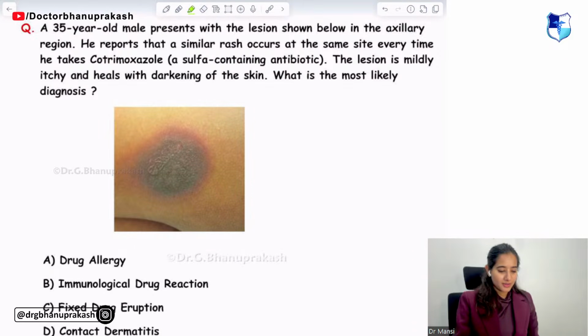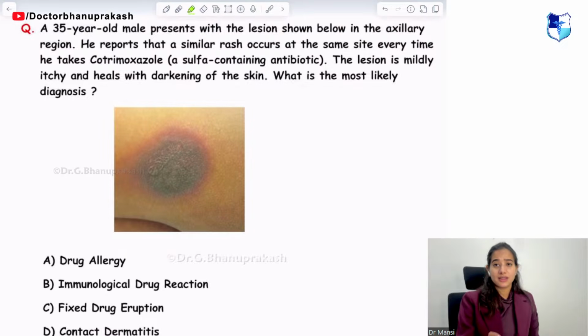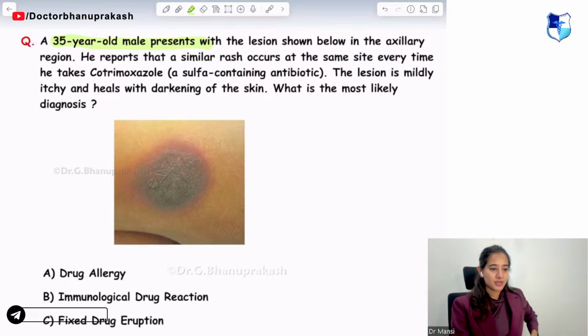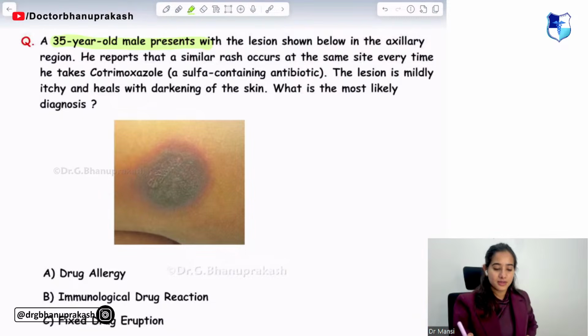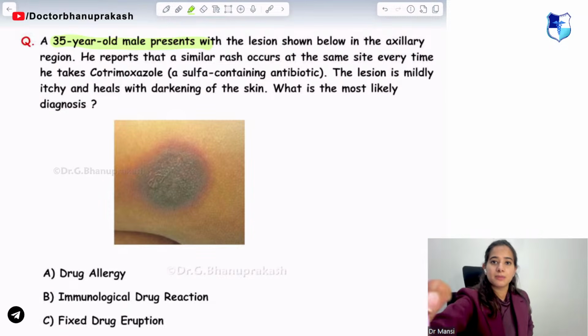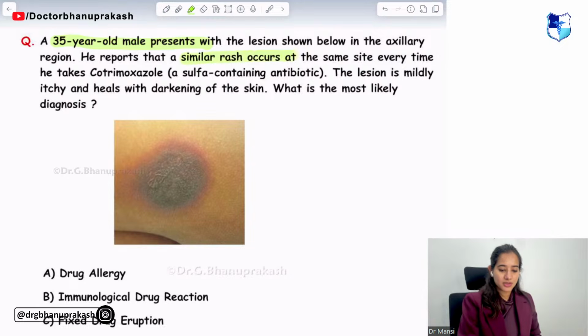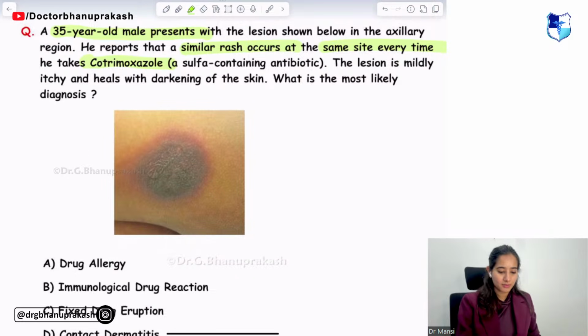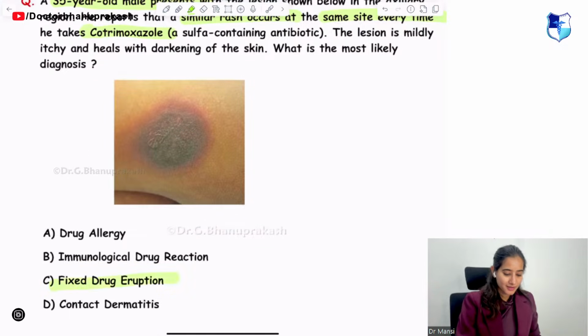Okay, sorry for the network glitch, guys. So this is the last question, and I told you that they had asked it a couple of times. A 35-year-old male presents with the lesion shown below in the axillary region. The patient reports that a similar rash occurs every time he takes a cotrimoxazole drug. Everyone has already come up with the answer. So it is fixed drug eruption.